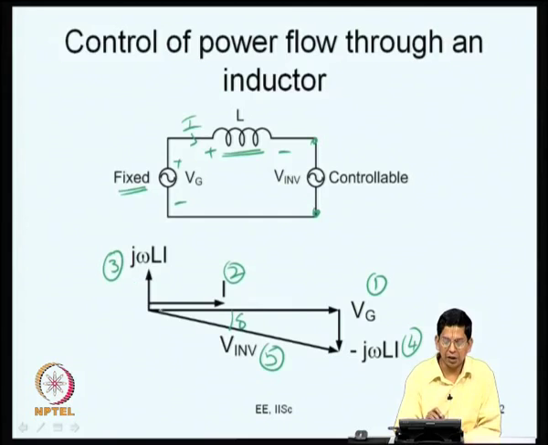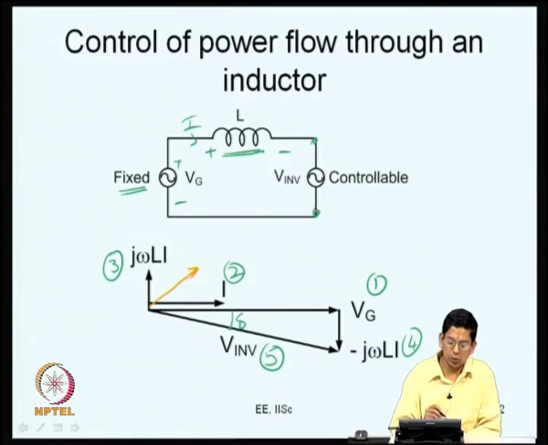Well, you can say that if I wants to be higher, then j omega L I will be longer and your V inverter will be different. I can be of any other power factor too. For example, let me just illustrate a situation where I has a slightly leading power factor. You want to draw I at some slightly leading power factor.